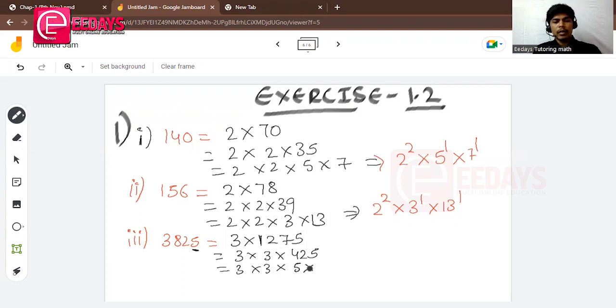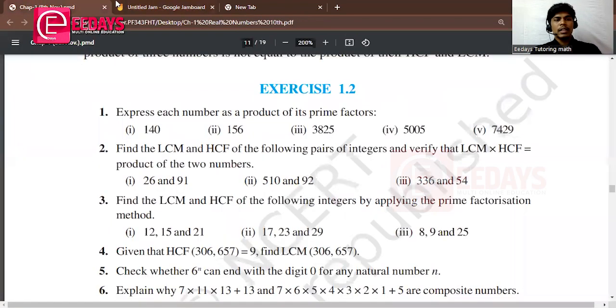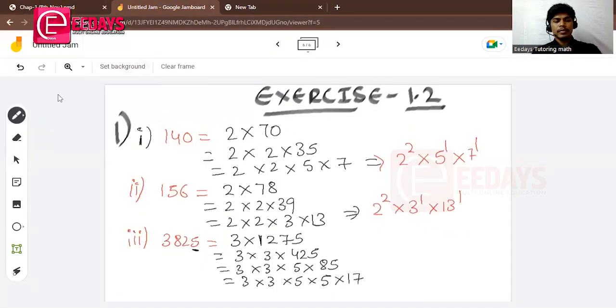So let's try with the 5 table. Dividing 425 by 5, you'll get 85. Now 3 into 3 into 5 into 85. 85, if you divide it by 5, you'll get 17. 17 is a prime number. We just stop it here.